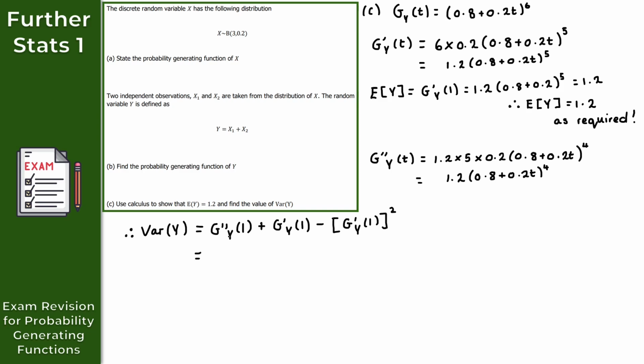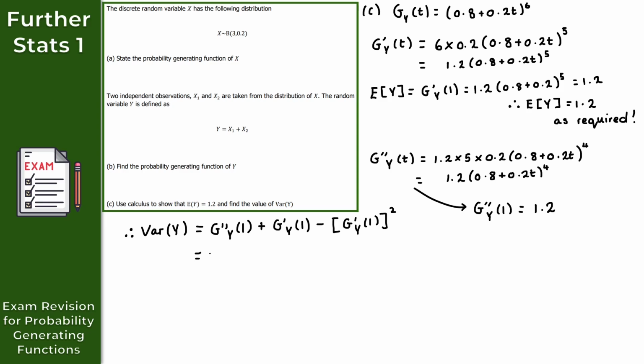Well, g double prime of y when t equals 1. So if we evaluate that down here, g double prime of y when t equals 1, again, nice and straightforward here. It's going to be 0.8 plus 0.2 times 1, so that's going to be 1 to the power of 4. So 1 to the power of 4 is just 1, times by 1.2, and we get 1.2 again here.